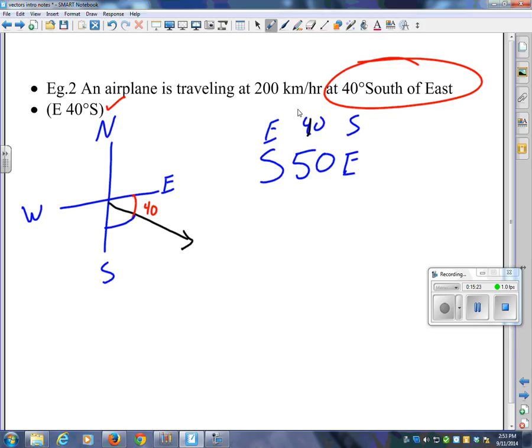So if you're writing a test and I ask you to give me a vector, I need to have both of these on my answer key because I don't know which way you're going to pick. Both are equally right. There's no penalty. They're both exactly the same.